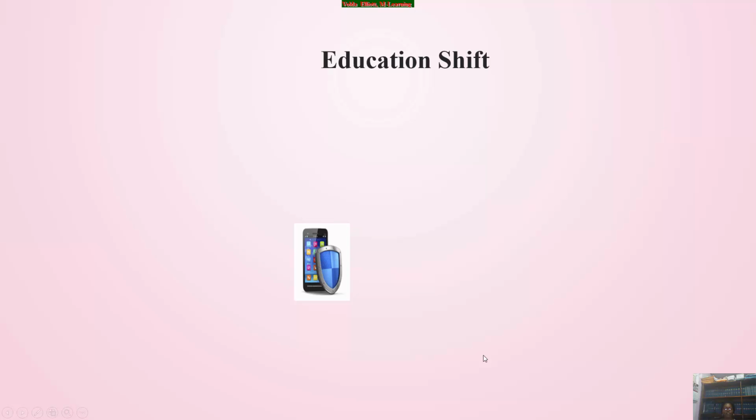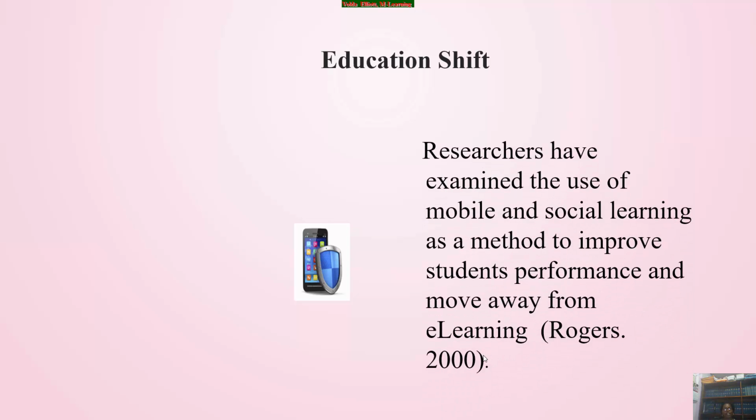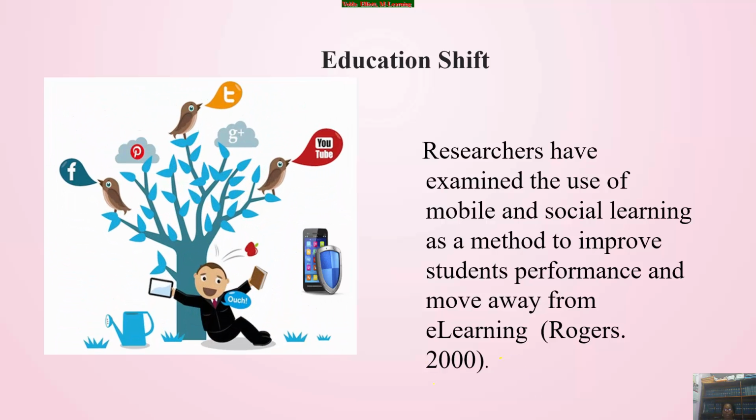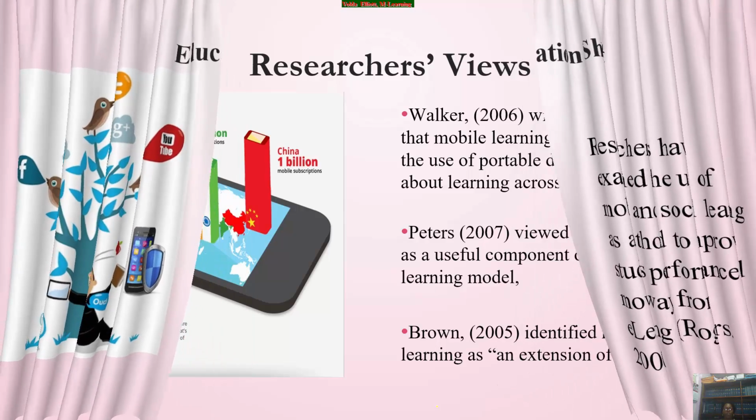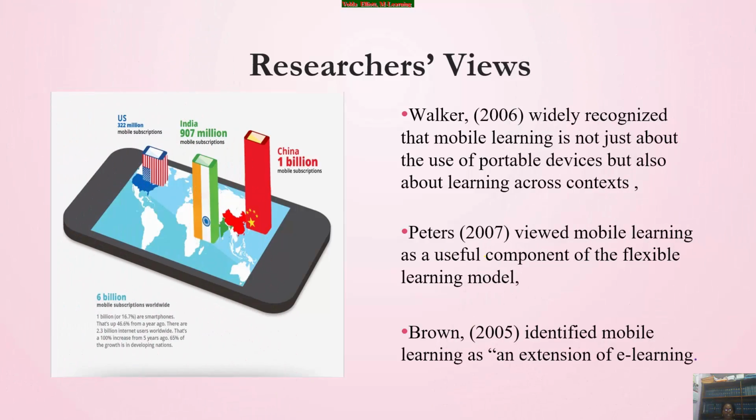The educational shift is taking place as a result of mobile learning and social collaboration. This particular method tends to improve students' performance according to Rogers 2000. Other researchers like Walker, Peters, and Brown have all examined the use of mobile learning and looked at the spread of it in different countries globally.